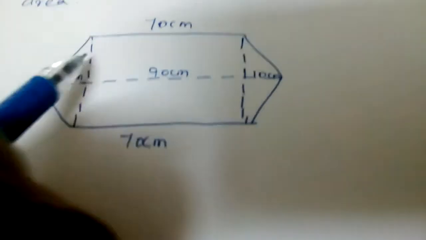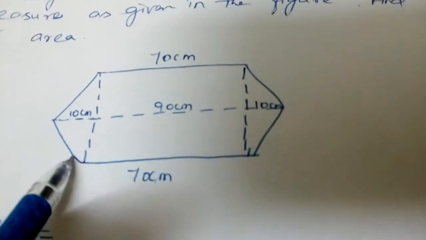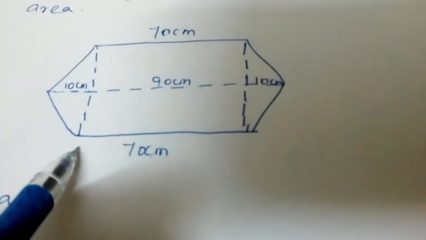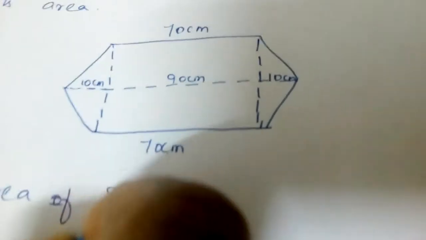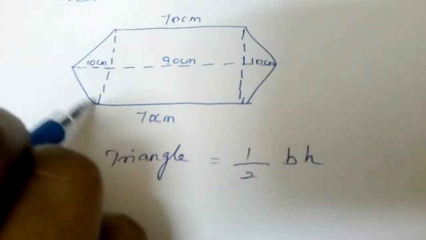Here I can see that if I put dotted lines like this, then I can get two triangles. For a triangle, what is the formula for finding the area? Area of the triangle is equal to half BH, which is half into base into height. So here, what is the base? This is the base.